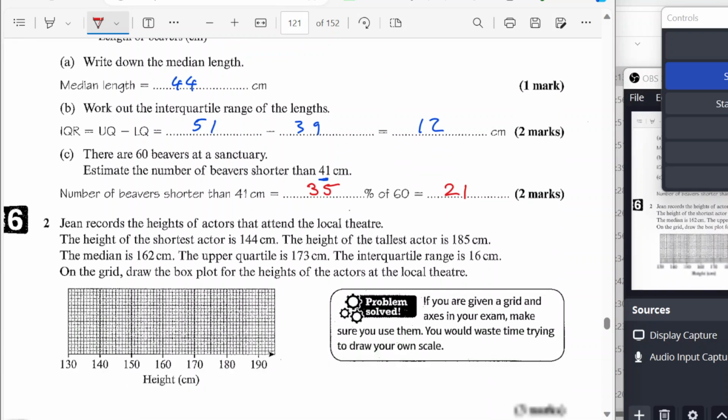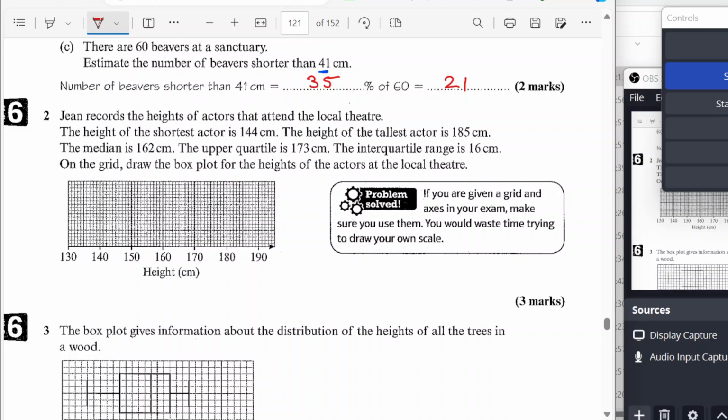For question 2, Jean recorded the heights of actors that attended a local theatre. The height of the shortest actor was 144, so that's my lowest value. The height of the tallest was 185, median was 162, and the upper quartile was 176, and the interquartile range was 16. This is a real common question on the exam spec. It gives you 3 of the 4 values, 4 of the 5 values that you need for your box plot.